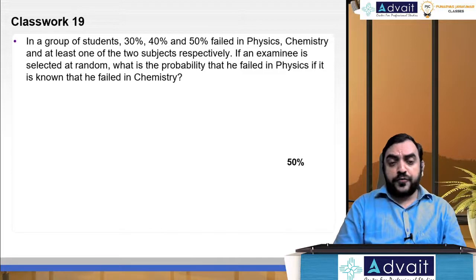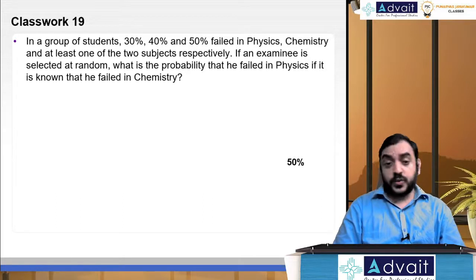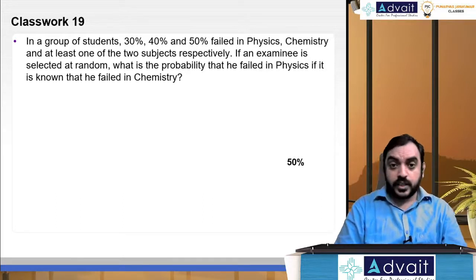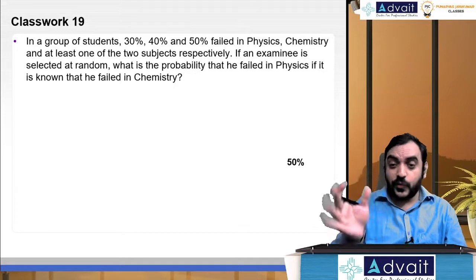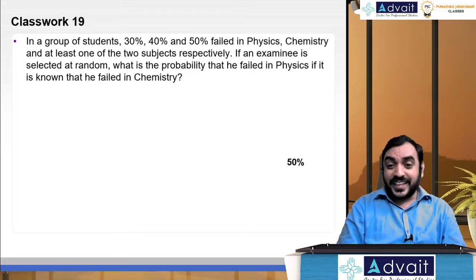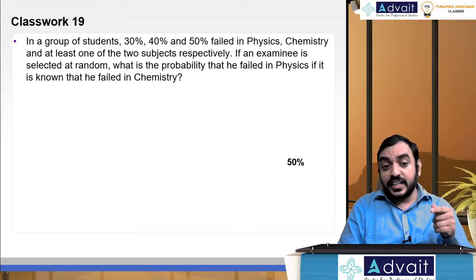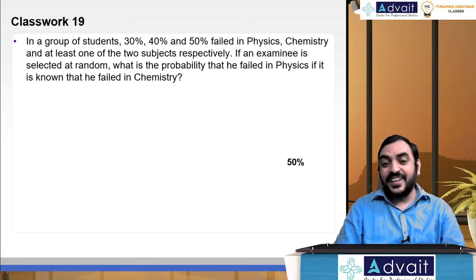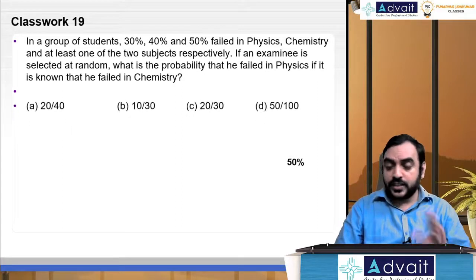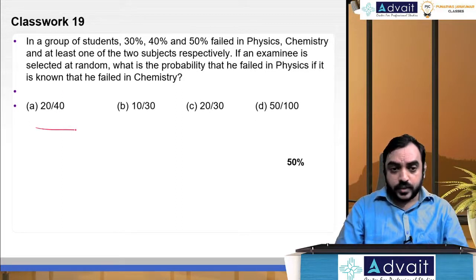In a group of students, 30%, 40%, and 50% failed in physics, chemistry, and at least one of the two subjects respectively. If an examinee is selected at random, what is the probability of failing in physics, given that he failed in chemistry? So let's draw a circle kind of thing, two circles.